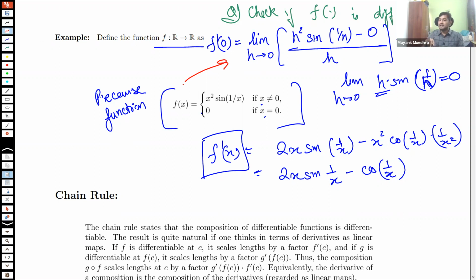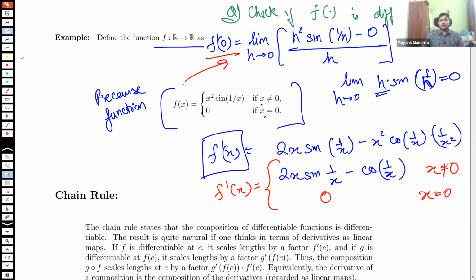Now let's come to continuously differentiable. So my f prime of x is defined as this value for x not equal to 0, and it's defined as f prime of 0, which is equal to 0, at x equals 0. So this is my complete definition of f prime of x. Now I want to check for the continuity of this function.